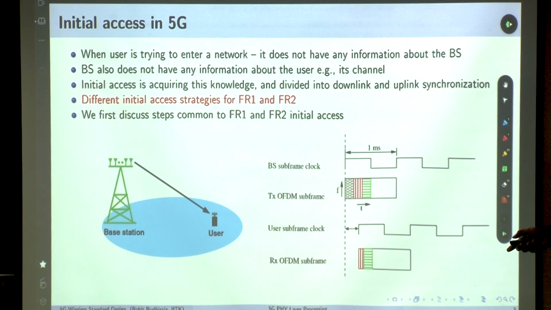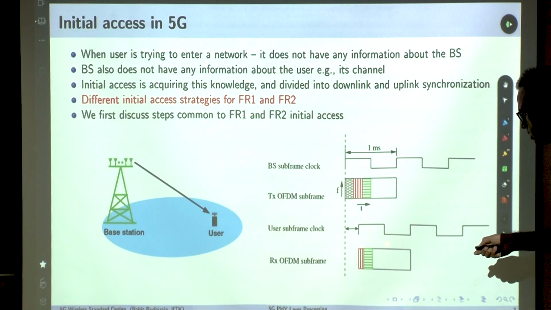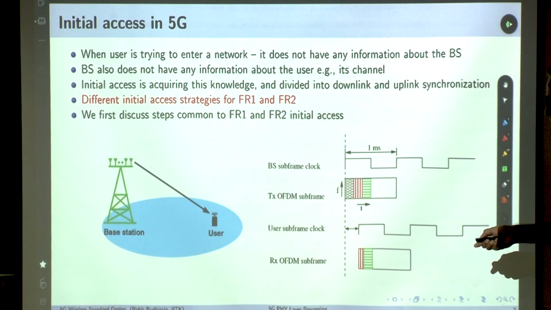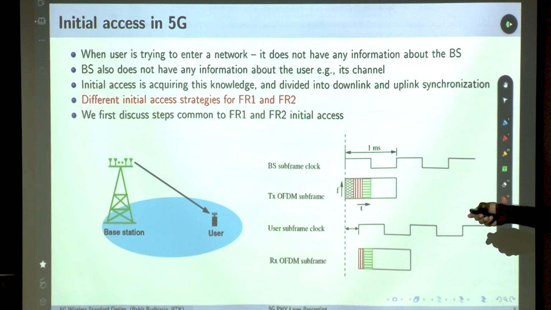The user is switching on at some time, for the first time, here. The clock duration, the slot duration, will be the same. But where it is switching on is completely offset. This is 0 for the base station, and the user will say this is its 0.